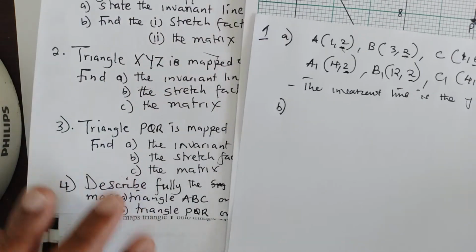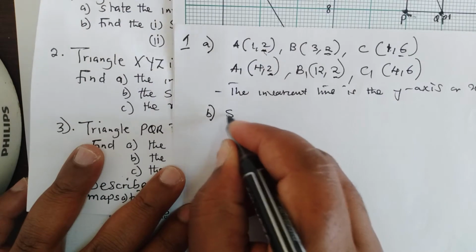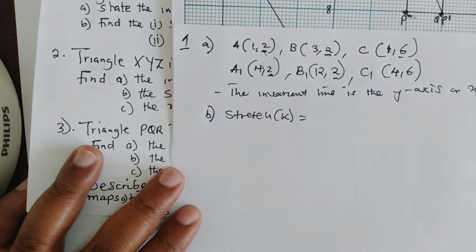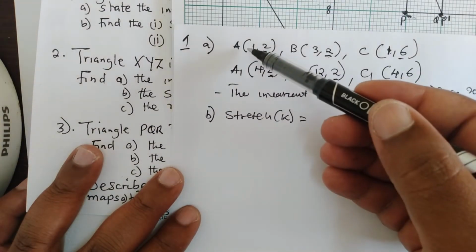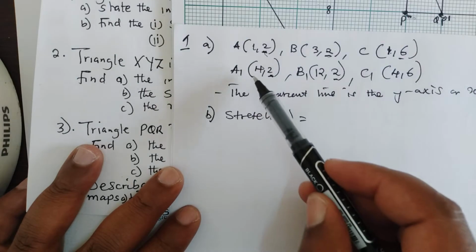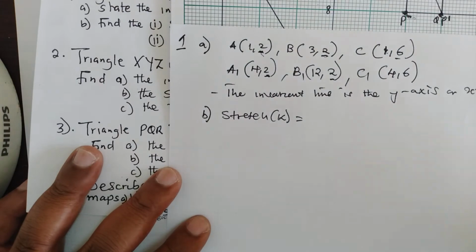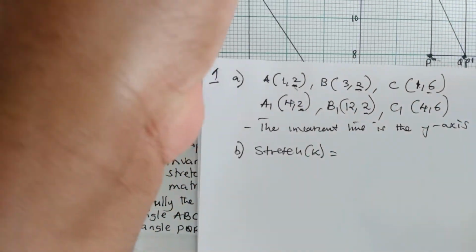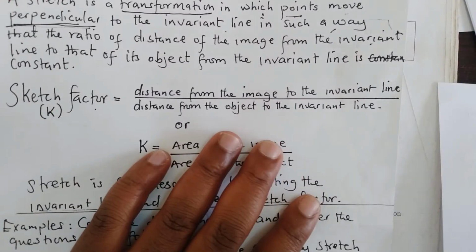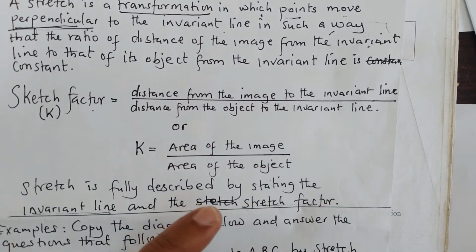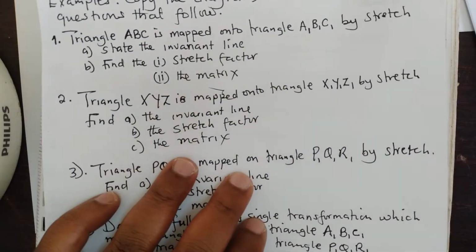B. State the stretch factor. So we are going to say stretch factor, which is k, is equal to, I can pick 1 point and its image. This one and this one. So for you to find the scale factor, earlier on in the first presentation, we said find the scale factor: distance from the image to the invariant line over distance from the object to the invariant line. Okay, so this is what we are talking about.